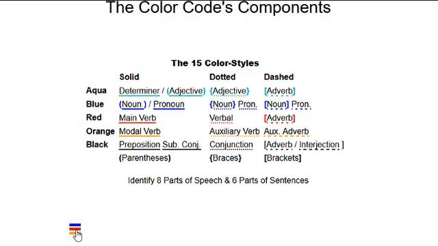so why do we need 15 color styles? Notice that 4 of the dashed color styles are used for adverbs. All 3 line styles are used for nouns and pronouns. We've already seen that solid lines indicate subjects and dashed lines indicate objects. These are 2 very different parts of sentences that need to be distinguished.